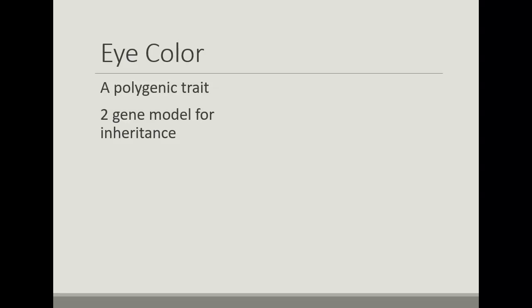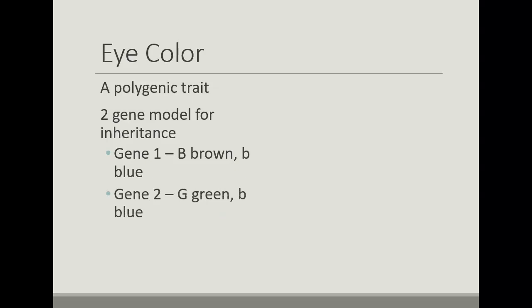We had this model that said there were two genes that were responsible for determining pigment of your eyes. The first gene, and we're going to use B for brown. Brown is dominant to blue, and blue is recessive. So we have gene 1, brown or blue. And then we also have gene 2, which is capital G. And capital G is also dominant to blue, but capital G, green, is recessive to brown.